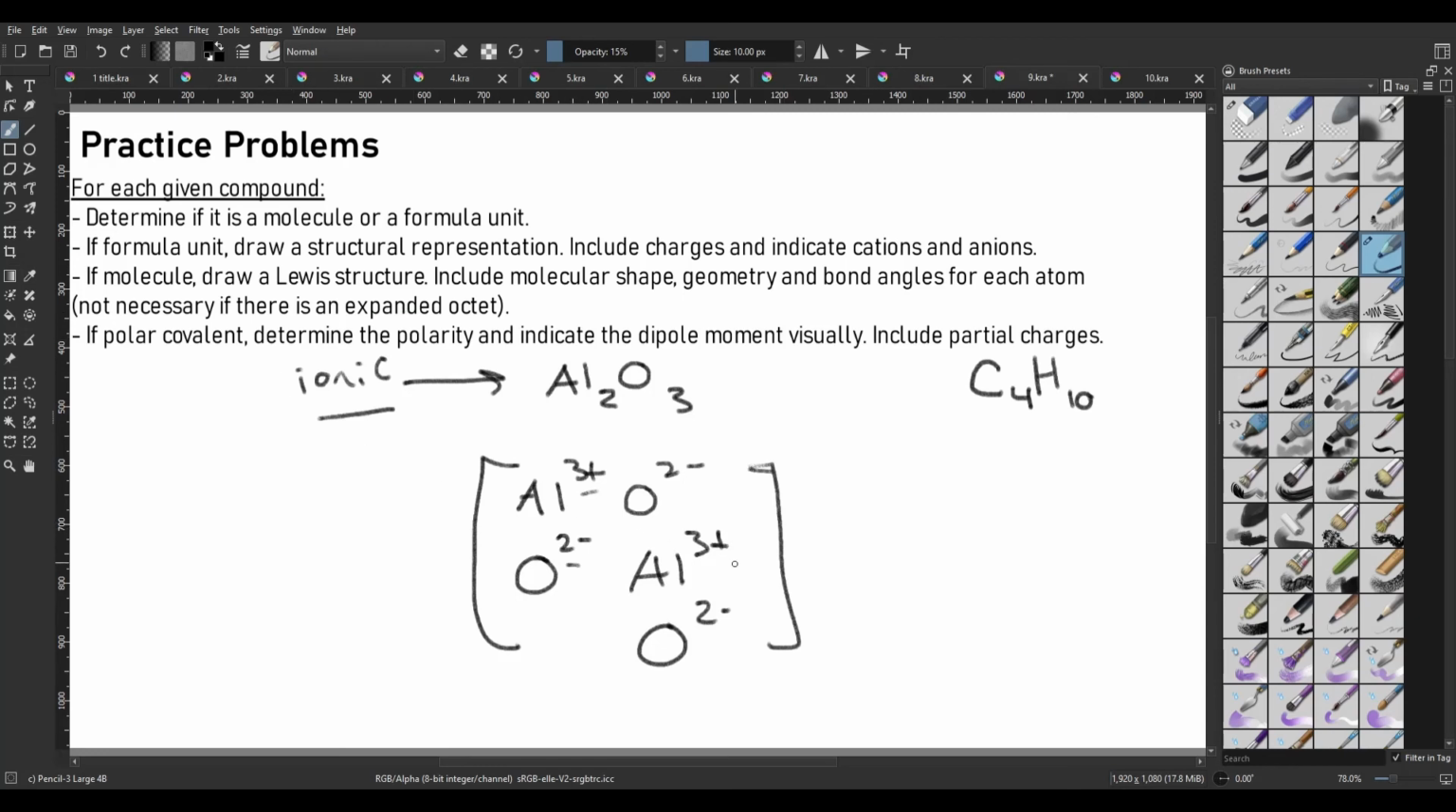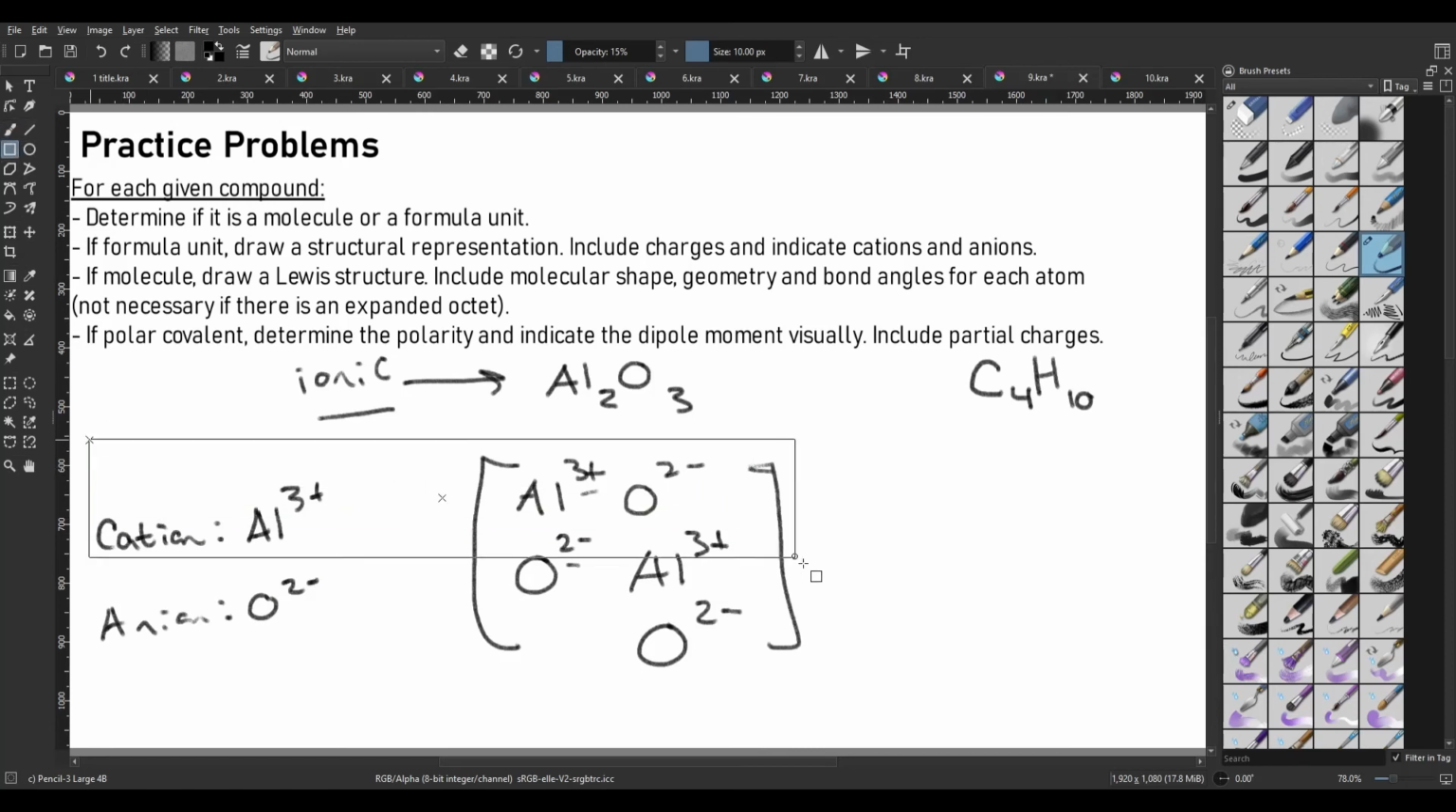So what do we know about cations and anions? Cations are positive. So the cation here will be the aluminum 3+. Then the anion here, let's make this a bit better. The anion here will be the O2-. This is our response to this part of the question.